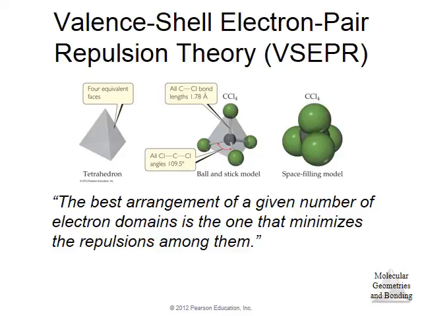Again, based on valence shell electron pair repulsion theory, we came up with already those answers. With 2 electron pairs, we get linear shape due to electron pairs. 3, we get trigonal planar. With 4, you get tetrahedral. 5, we get trigonal bipyramidal, and 6, we get octahedral. We don't need to go beyond that.